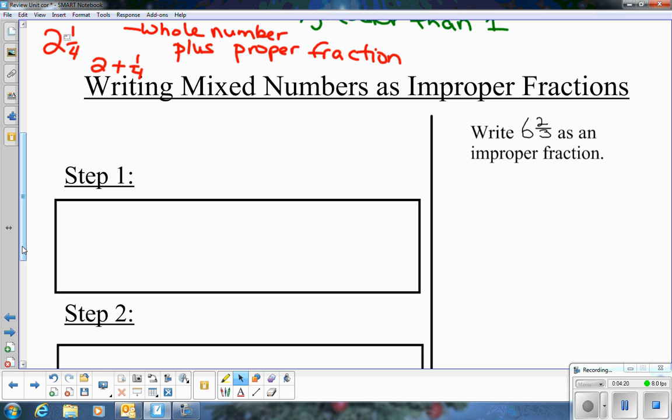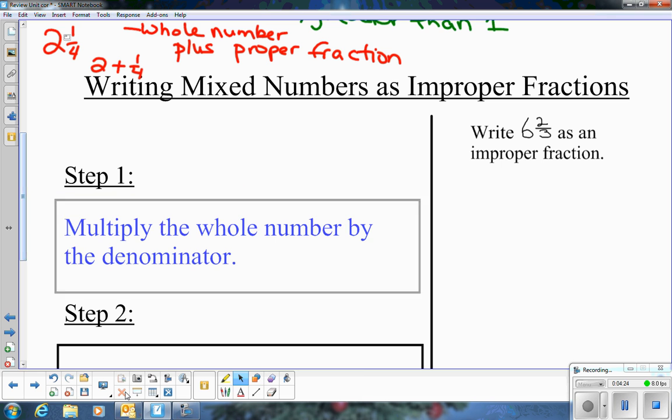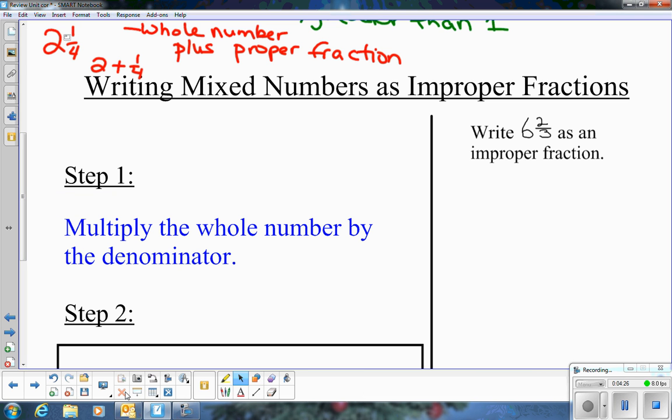Write 6 2/3 as an improper fraction. Step 1. Multiply the whole number by the denominator. Because if you think about it, the denominator is how many parts the whole is divided into. So like in the case of my example, I have pizzas divided into thirds, 6 whole pizzas. If each of them is into thirds, I would have 6 times that group of 3.